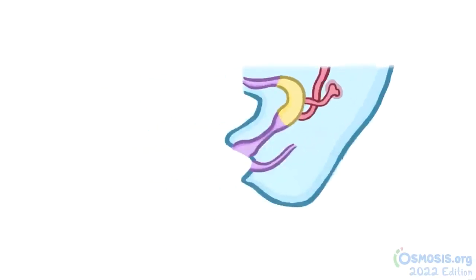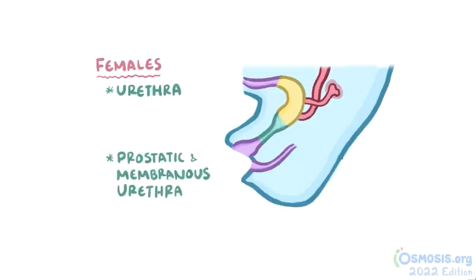The middle portion of the urogenital sinus forms the urethra in females and the prostatic and membranous parts of the urethra in males. Finally, the bottom portion of the urogenital sinus grows towards the genital tubercle, which forms the clitoris in females and the penis in males.